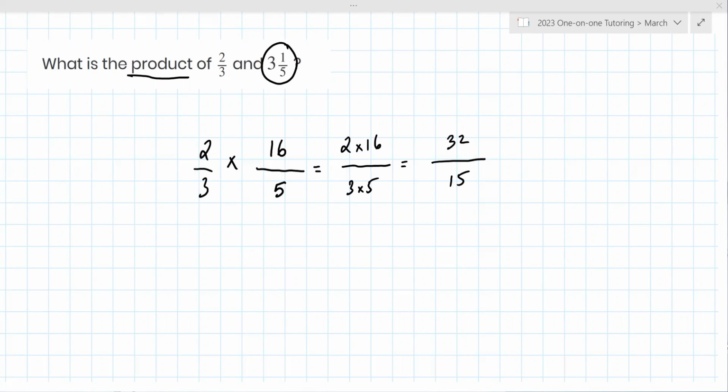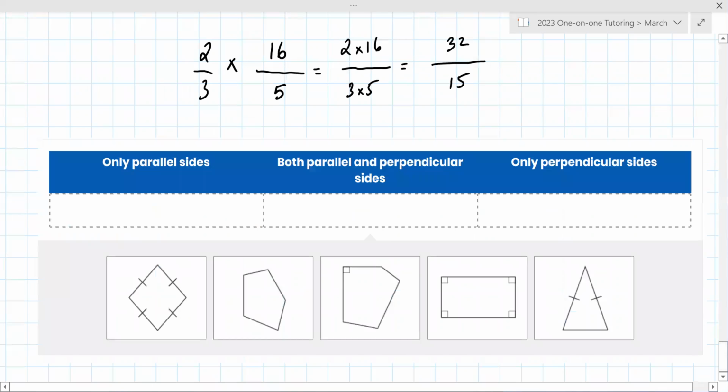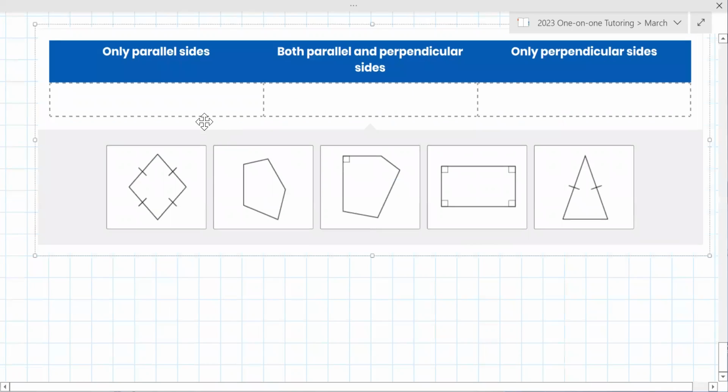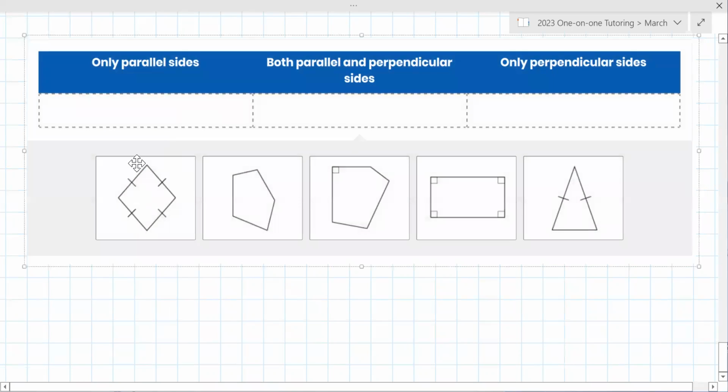All right, so we're gonna work on your quiz here today, parallel and perpendicular lines, okay? Let's take a look at your quiz, and we're gonna do it one shape at a time. The instructions say to figure out where to drop each of these 5 shapes. It's a little bit awkward the way they've done this, but we'll see if we can do this.